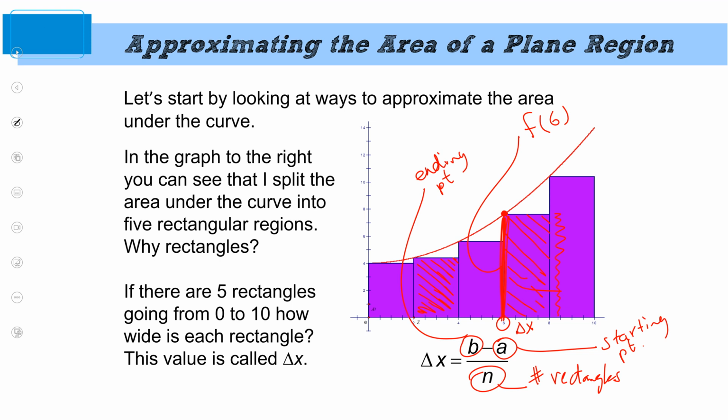Lauren? F of 2 times 2. Perfect. Or better yet, f of 2 times our delta x if we talk about general equations. Good. So the KISS method comes into play here. Keep it simple, stupid. To find the area under that curve, just find the area of a bunch of rectangles, which you can all do. Questions? We're good? Excellent.